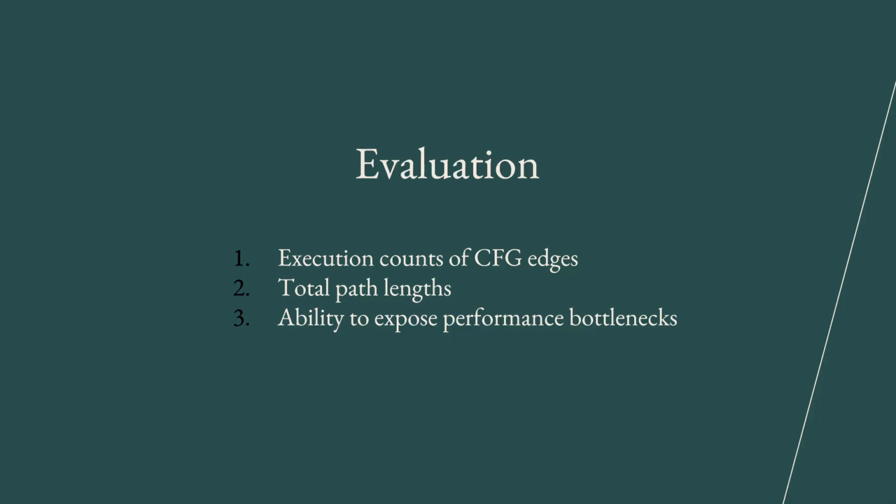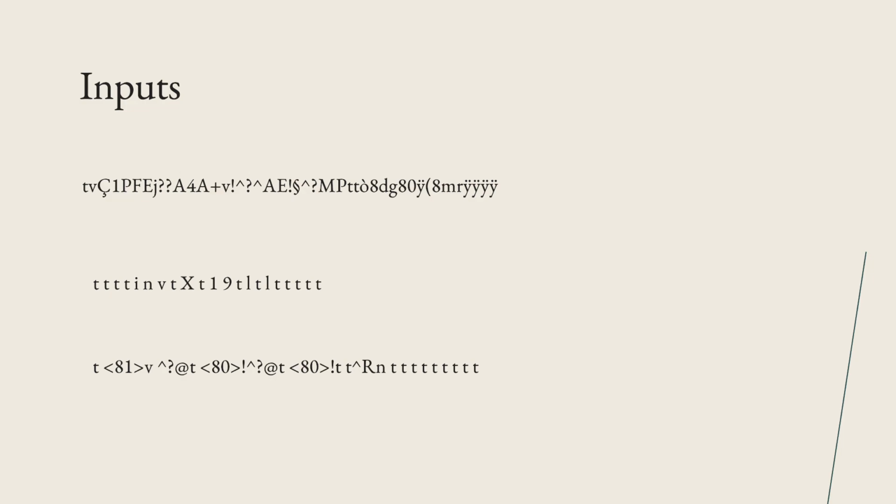So PerfFuzz was evaluated on many different programs, which we're not going to go into, but it was evaluated by execution counts of CFG edges, obviously, the total path lengths, and the ability to expose performance bottlenecks. This was then compared against another fuzzer called SlowFuzz and other standard fuzzing approaches.